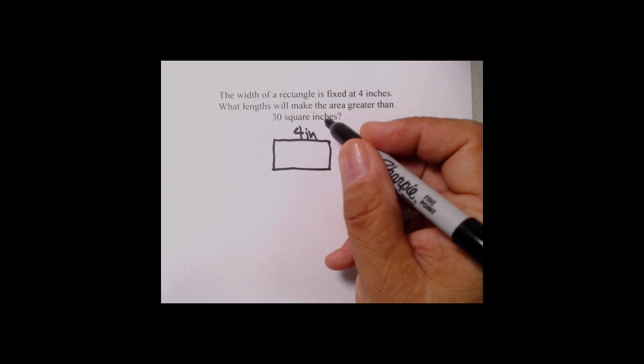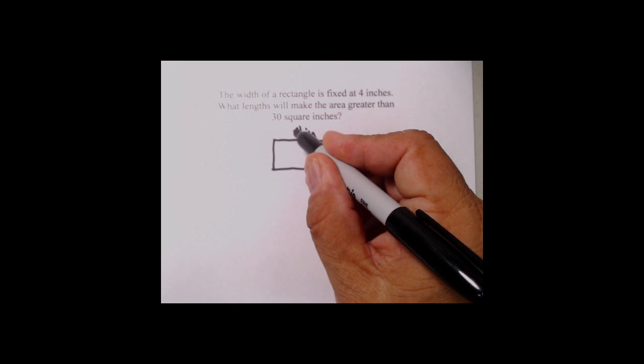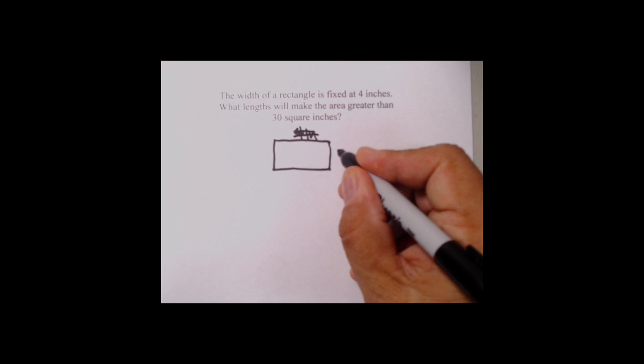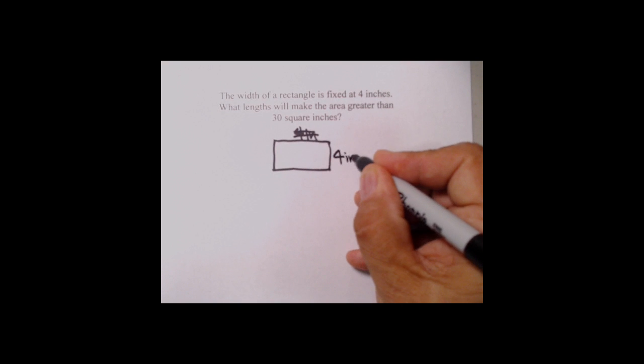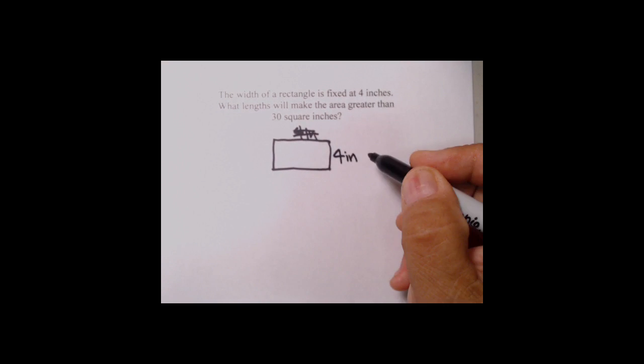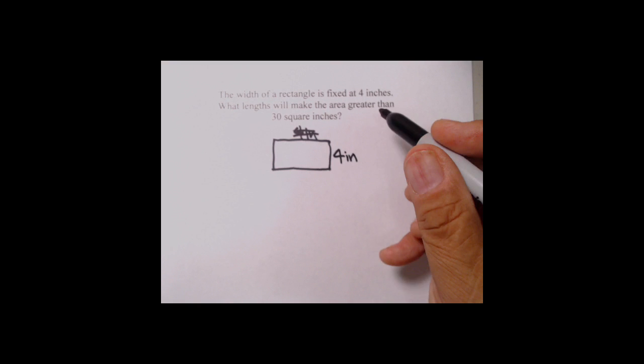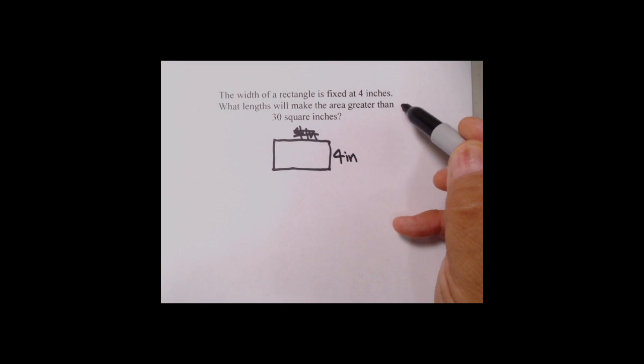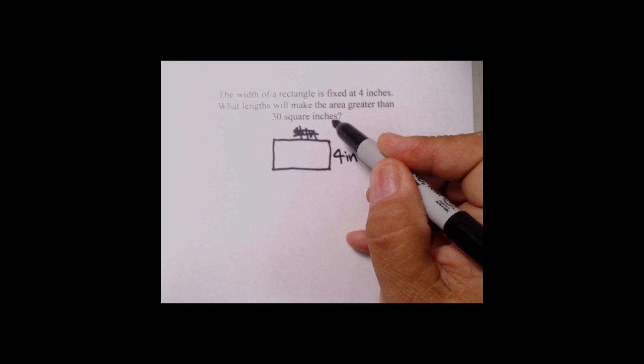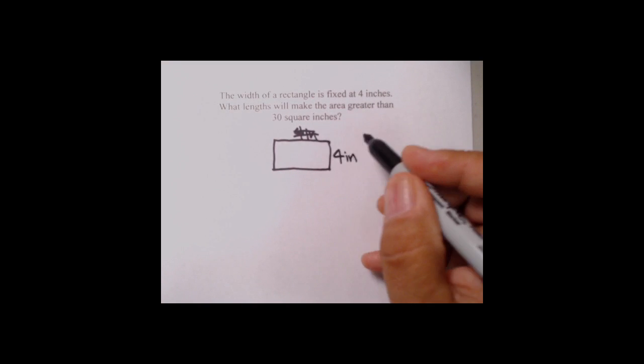Now, by the way, I said the width of a rectangle is fixed at 4 inches. I labeled the length up here. Let's be correct about this. The shortest side is usually taken as the width, so there we go. What lengths will make the area greater than 30 square inches?